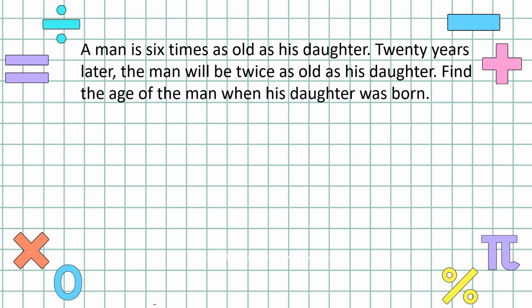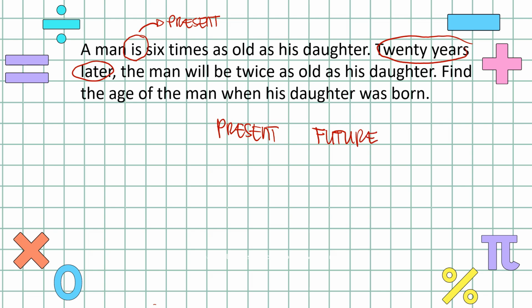Okay, let's find some clues to identify what period of their ages are given in the problem. The first one is in our first sentence: a man is 6 times as old as his daughter. It's in the present tense, which means we are talking about their present ages here. Then the next one, in the second sentence, is 20 years later. So it's the future age because of the term later, or the following 20 years. After 20 years, the man will be twice as old as his daughter.